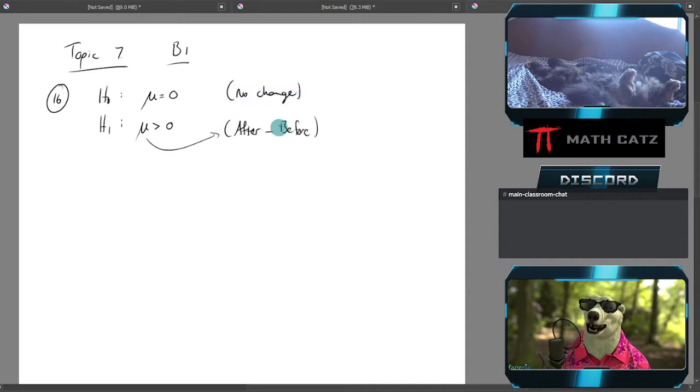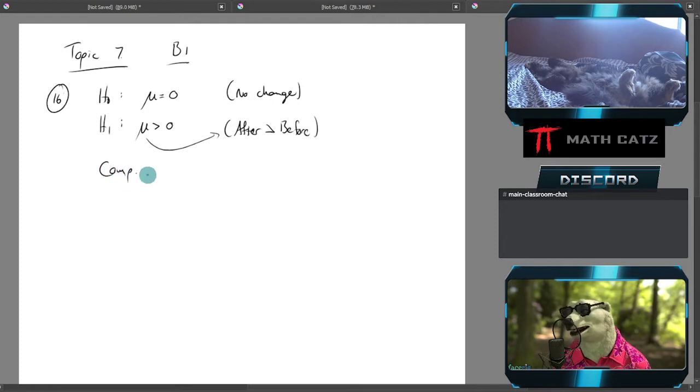But if there is a change, and in this case I'm looking for a positive change, that after there has been an improvement, higher scores, then we're going to look at the mean of the differences to be positive, meaning after minus before is positive, after greater than before on average. All right. So this one's always going to be tested against 0.